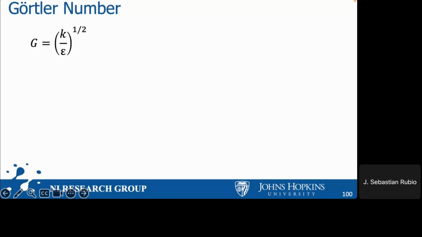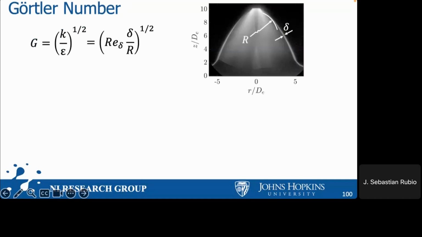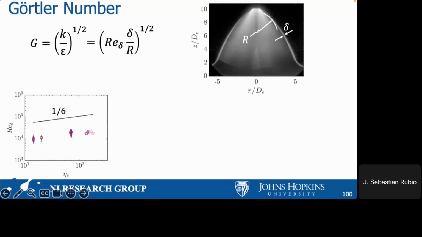So we turn to the Görtler number, which is defined as a curvature scale K divided by epsilon. So epsilon is a viscous scale. So that number becomes a Reynolds number defined with the shear layer thickness, on the right image, as you see. And then we have delta over R, where it's the shear layer thickness divided by the radius of curvature, as I have shown in the image.